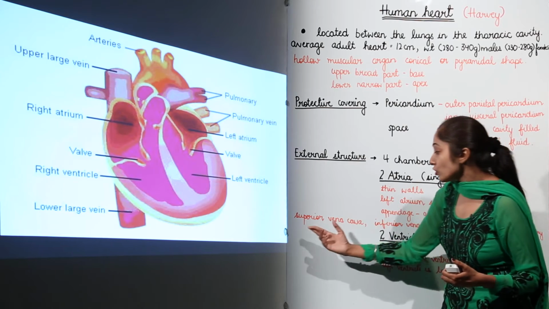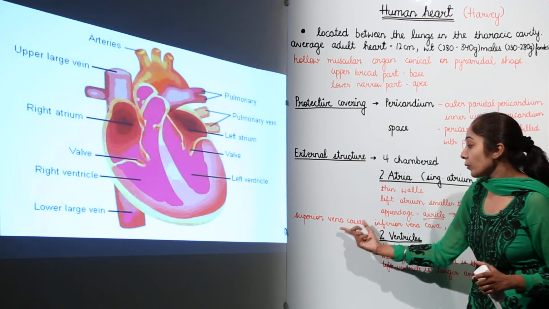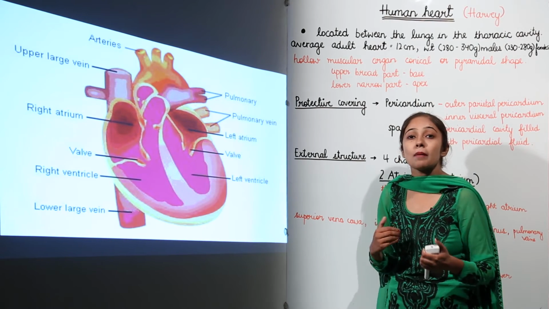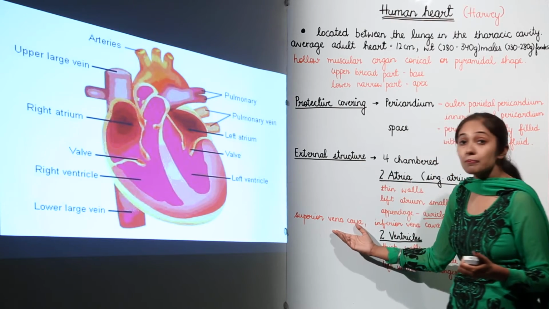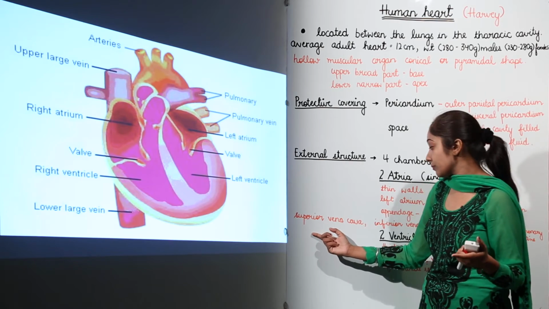So when we talk about the superior vena cava, just remember at this stage that the superior vena cava actually brings the blood from the upper regions of your body, for example, your head. So it brings the blood from the upper regions of the body.